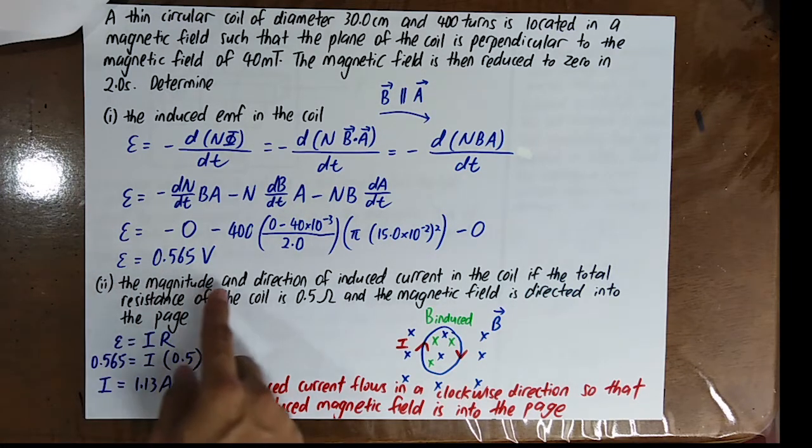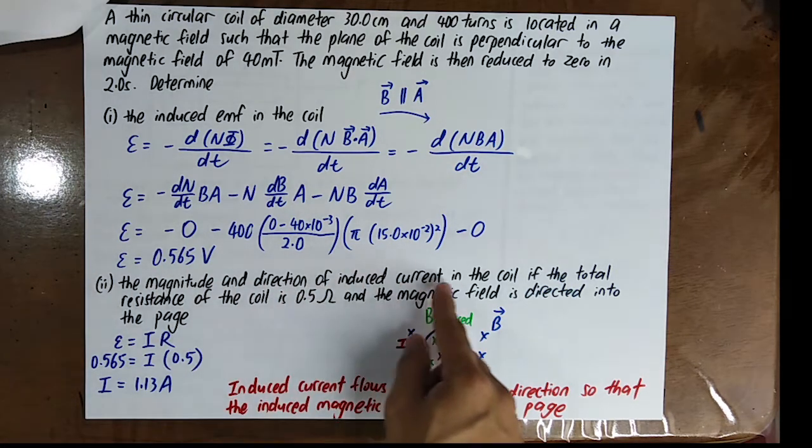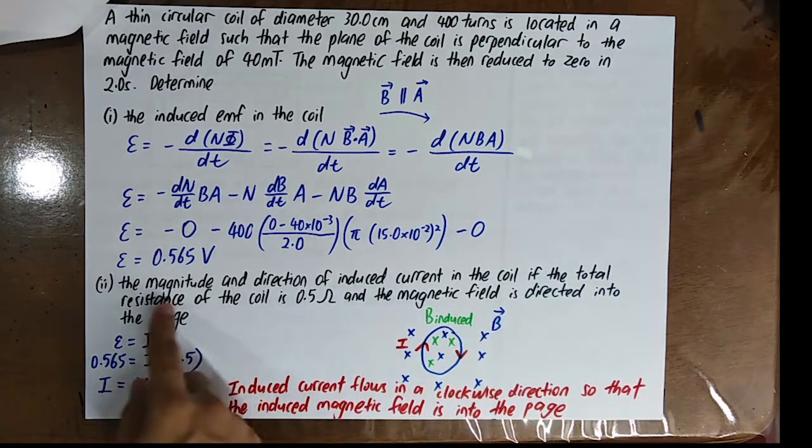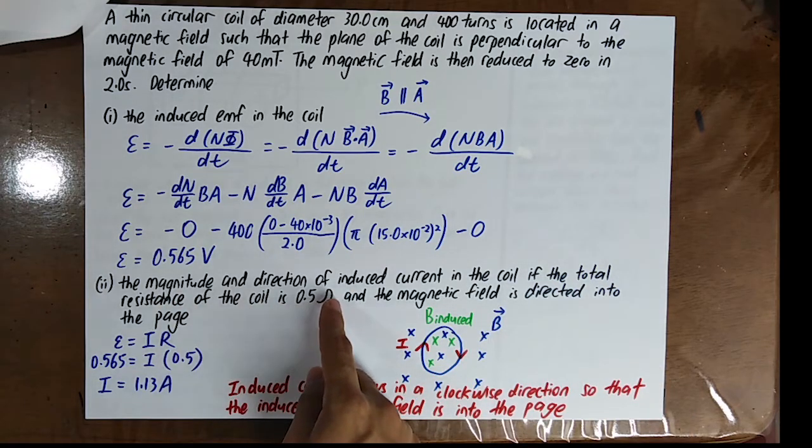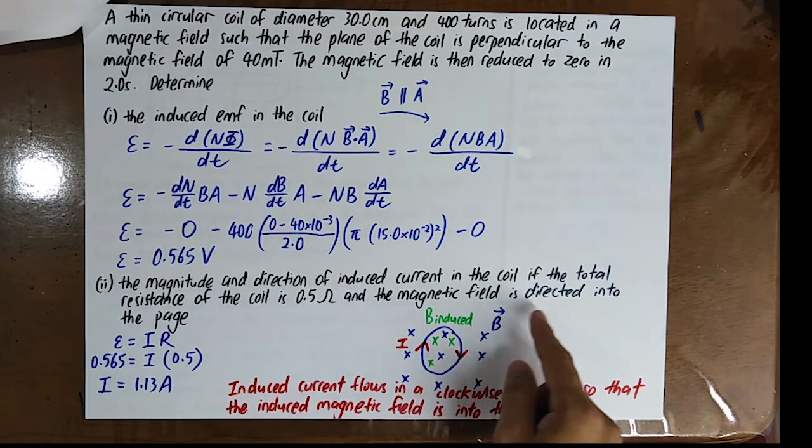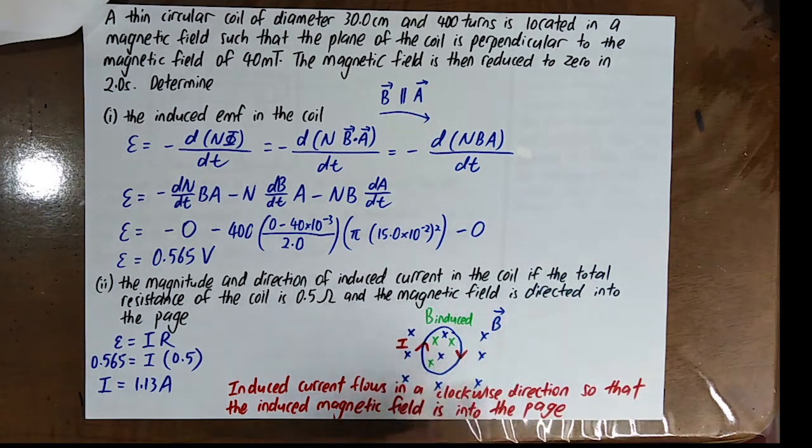Please find the magnitude and direction of the induced current in the coil if the total resistance of the coil is 0.5 ohm and the magnetic field is directed into the page. Okay, so E equals IR. E is the induced EMF and I is the induced current. So you can find the magnitude of the induced current. Okay, and just now I explained how you get the direction of the induced current.